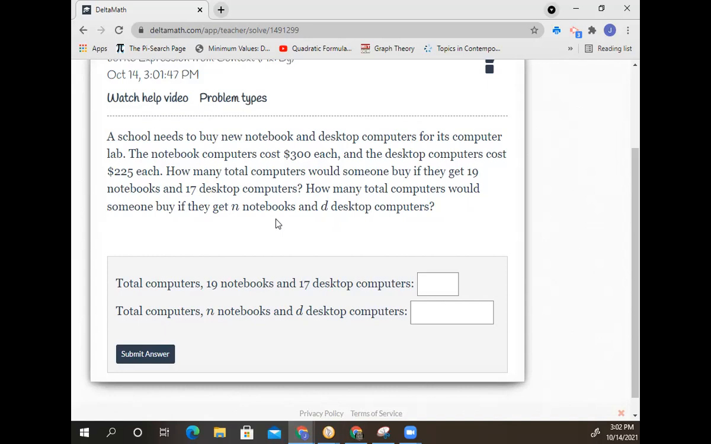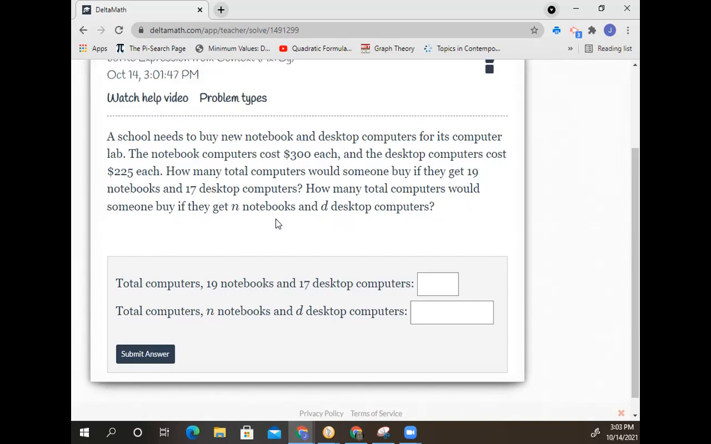So how many total computers would someone buy if they get 19 notebooks and 17 desktops? Well, I'm just going to add up 19 and 17. Does that make sense? I add up those two different types of computers that I bought to get my total. And that's what goes in the first box.